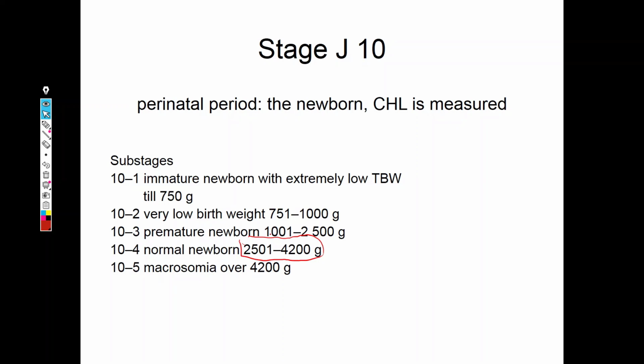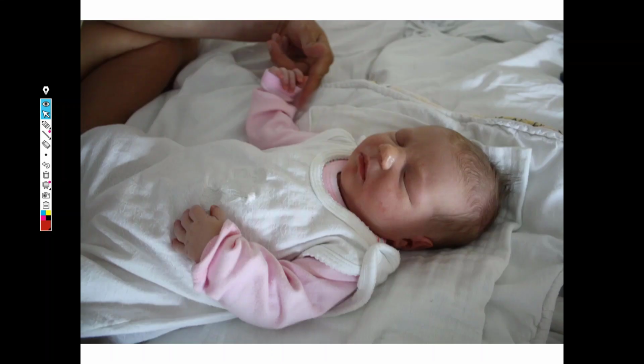And at the hospital, when the child is born, the newborn, we don't measure the crown rump length anymore, but parietal length is measured, which is normally about 50 centimeters. So a normal newborn should be about 50 centimeters long and about 3 kilograms in weight. And this is how it all ends.